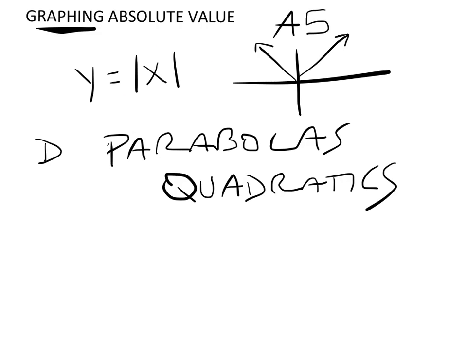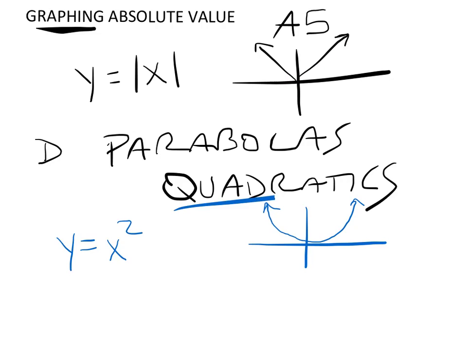The absolute value had absolute value bars. Our quadratics will look like this, y equals x squared. And instead of a V, they're going to have a parabola shape or a U-type shape. Just like before, anytime you saw absolute value bars, you knew that there was going to be a V. Sometimes we moved that V. The same thing is going to hold true for our quadratics.